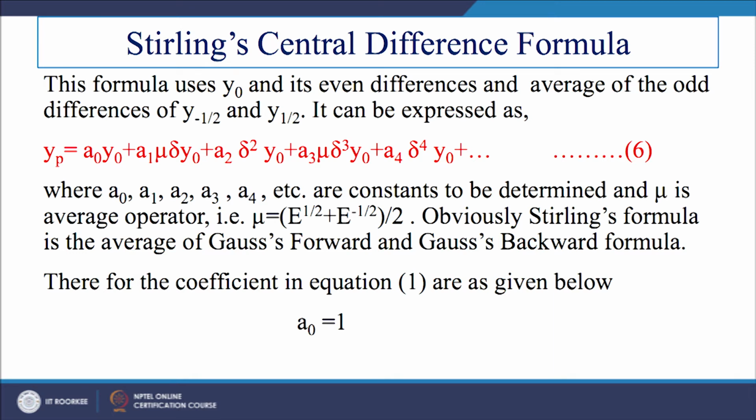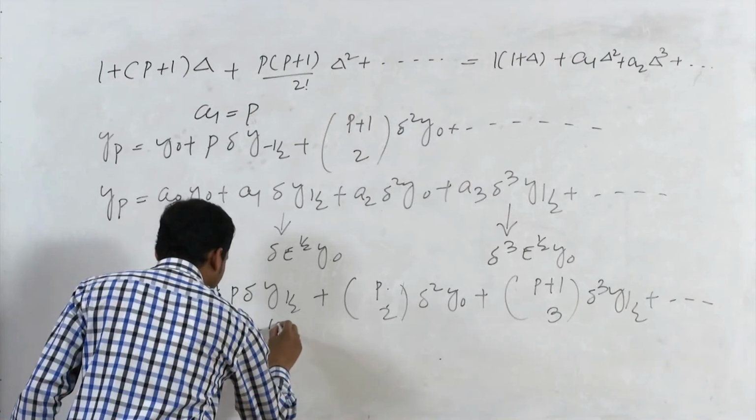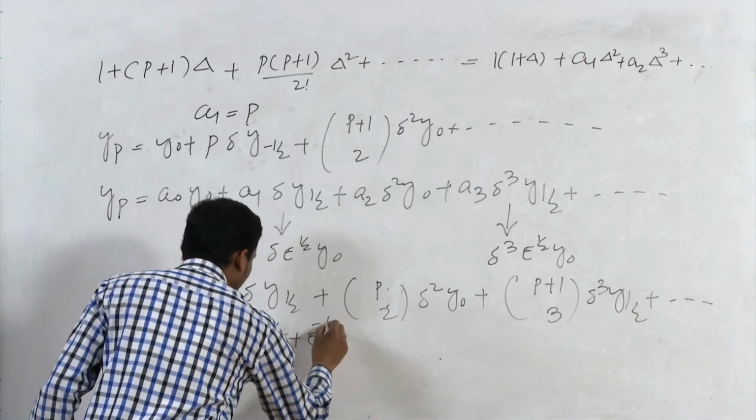So that is why this mu operator is assigned to the odd terms here, and the even terms remain in that scale only. Where these coefficients a0, a1, a2, a3 are the constants to be determined, and mu is the average operator here, where mu can be expressed as e to the power half plus e to the power minus half by 2.